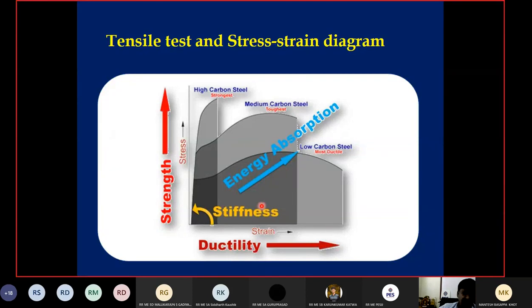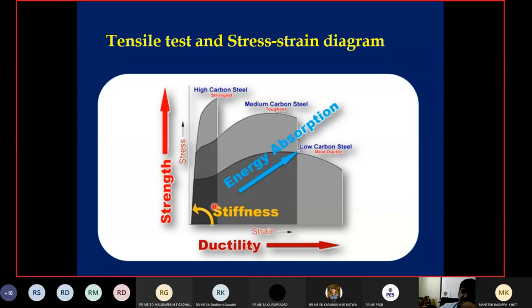So when you look at this particular graph on the slide which I've shown, you can see the strength is measured on the vertical axis, the ductility is spread along the horizontal axis, and the energy absorption is spread across both the axes. The angle that is subtended between the horizontal and the elastic line of any material defines the stiffness.